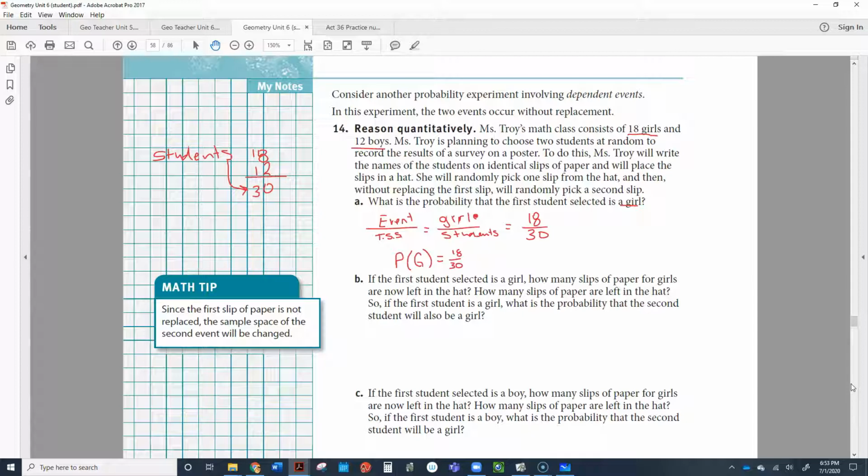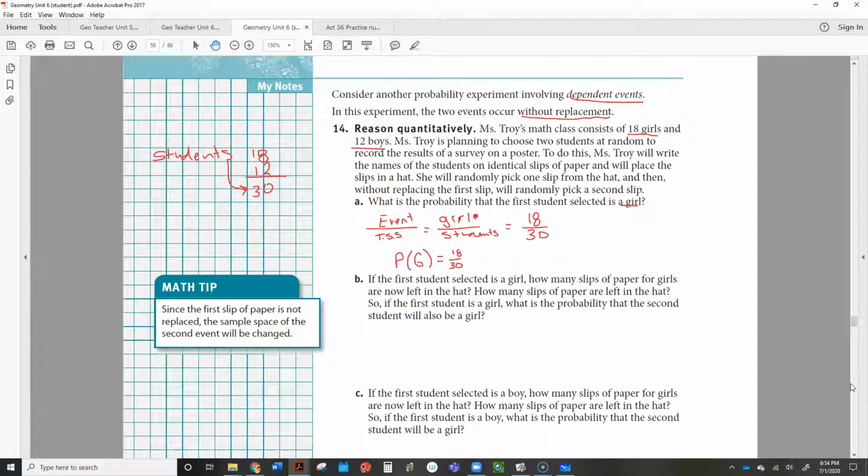And did it say anywhere? It talks about right here without replacement. So we need to be sure and talk about that. These are dependent events because it's without replacement. We'll talk about that as we go along here. She randomly picked one slip from the hat, and then without replacing the first slip, see, she didn't put anything back, she will randomly pick a second slip.